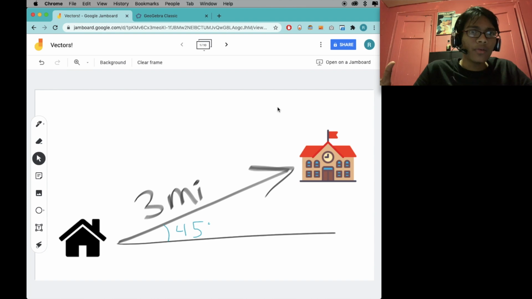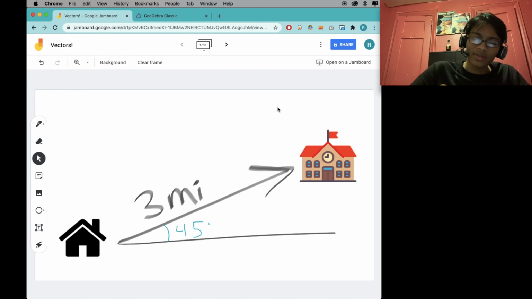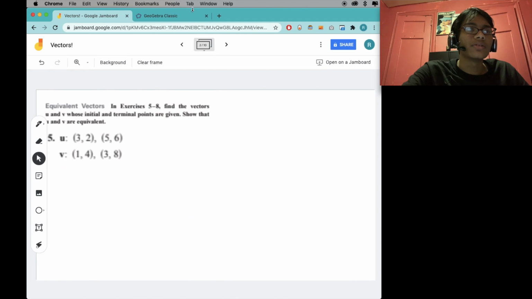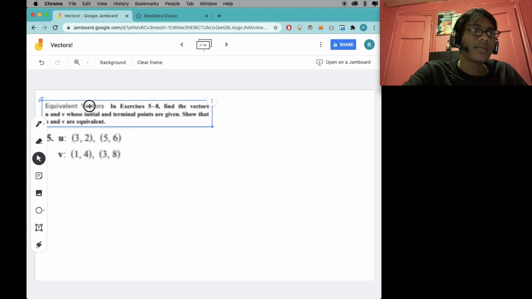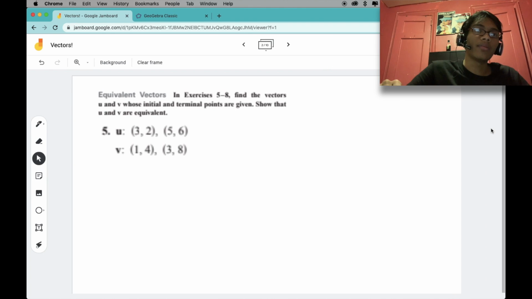All right, so now I'm going to show you some of the properties of vectors, just going through some problems. So let's go ahead and check out some problems. Here's our first problem, and I'm afraid they're being blocked by that, so let's increase that on that side. Let's take a look at our first problem, shall we? Okay, let's read the directions. In exercises 5 to 8, find the vectors u and v whose initial and terminal points are given. Show that u and v are equivalent.